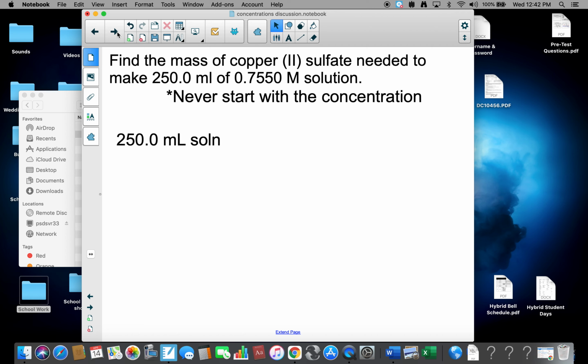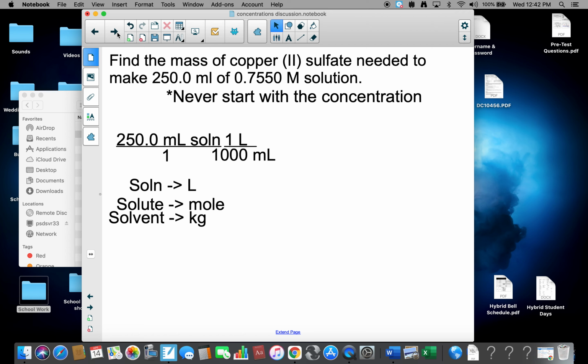Just so you always know, if I'm in solution, I want to convert it to liters. If I'm in solute, I want to convert it to moles. And if I'm in solvent, I want to go to kilograms. Now, I'm in solution, so I'm going to go to liters. 1 liter is 1,000 milliliters, so we're now in liters.